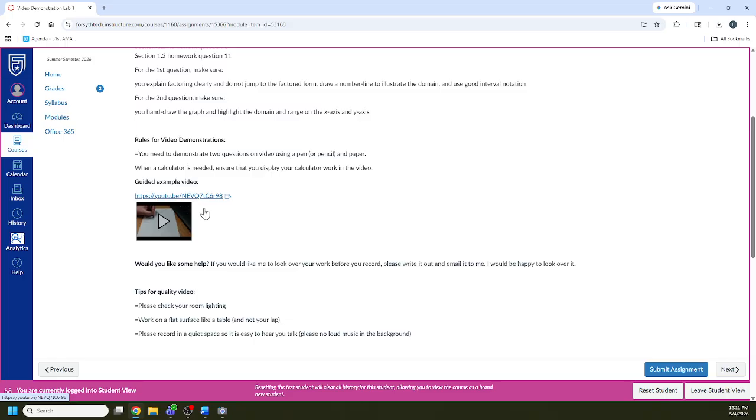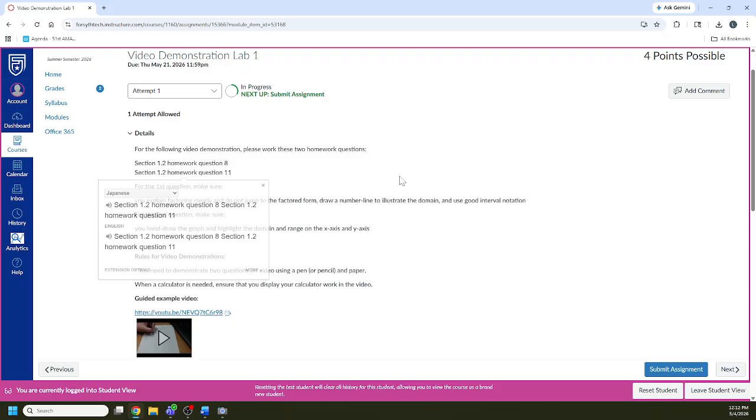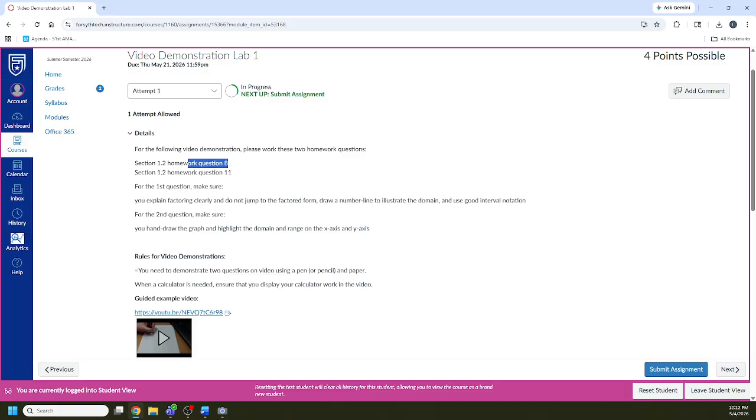I am looking for you to teach me 2 homework questions. So each video demonstration lab has 2 homework questions, and then there are some things that I'm looking for. For this first one, you're looking at section 1.2, homework question 8. You need to explain factoring clearly, not just jump over factoring, like, oh, I have this quadratic and look, now it's factored. No, you need to show me how to factor. I'm also looking for you to draw a number line to illustrate the domain, and I'm looking for good interval notation. So I try to give you some tips for what I'm looking for.